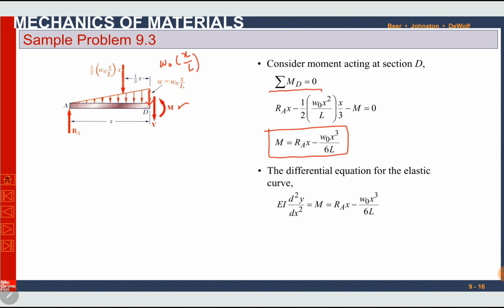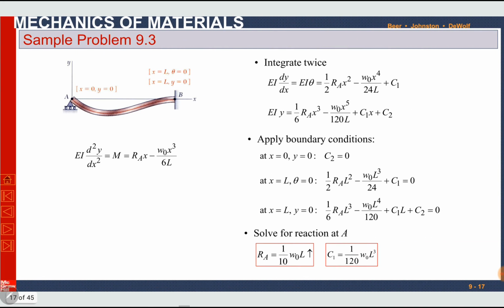This moment expression contains an unknown force Ra which needs to be determined using the second order differential equation EI d²y/dx² equal to moment. Putting the moment expression here, we can integrate this expression twice to determine the equation of elastic curve, which contains two unknowns C1 and C2.